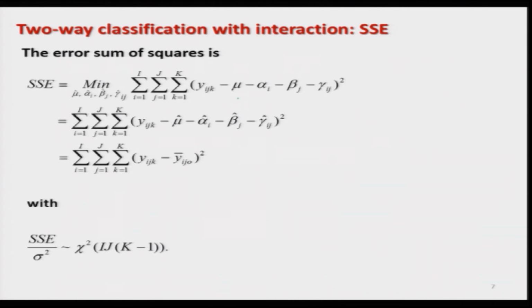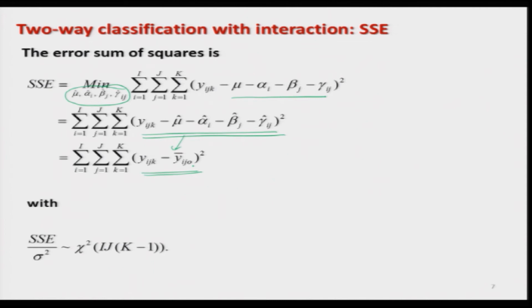You try to replace μ, α_i, β_j, γ_ij in the error by the estimates μ hat, α_i hat, β_j hat and γ_ij hat. If you simply substitute all these estimates, you obtain the triple summation of (y_ijk minus y bar_ij0) whole square. So, this is your sum of squares due to error in the case of two-way classification with interaction.